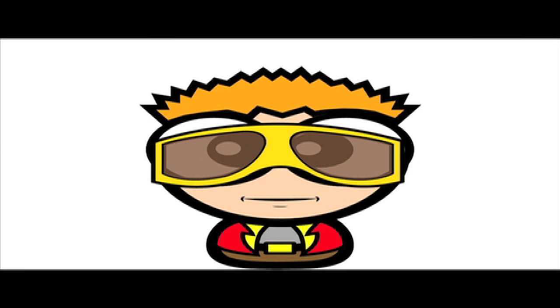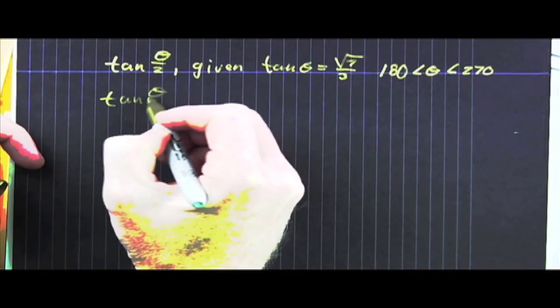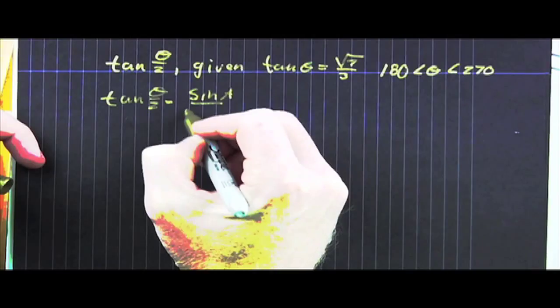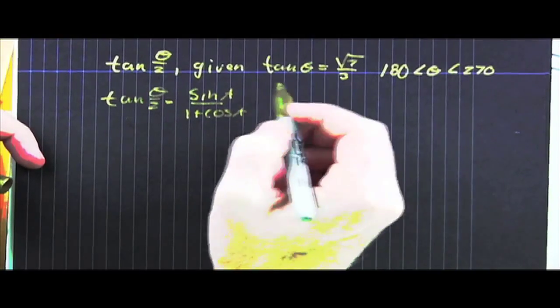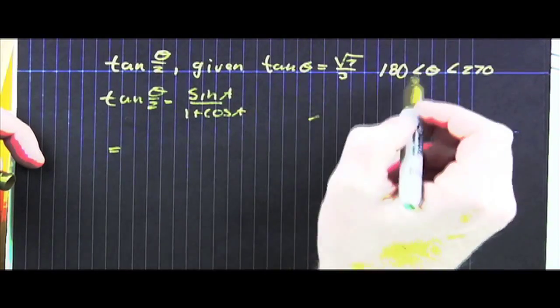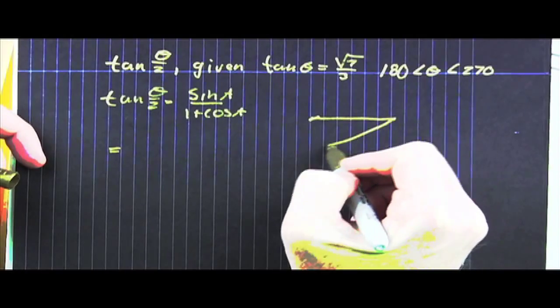Let's see what you can do on this next right triangle half angle identity evaluation. We're trying to evaluate the tangent of that half angle, and we're given a couple of things. The tangent of theta is root 7 over 3, and theta's in the third quadrant, so we expand out that half angle. And when we do, we're going to create our triangle.